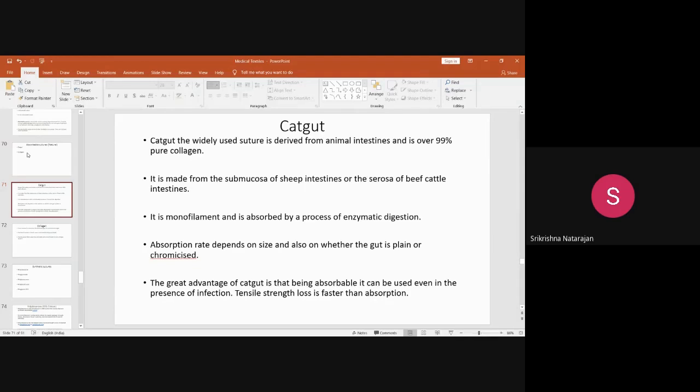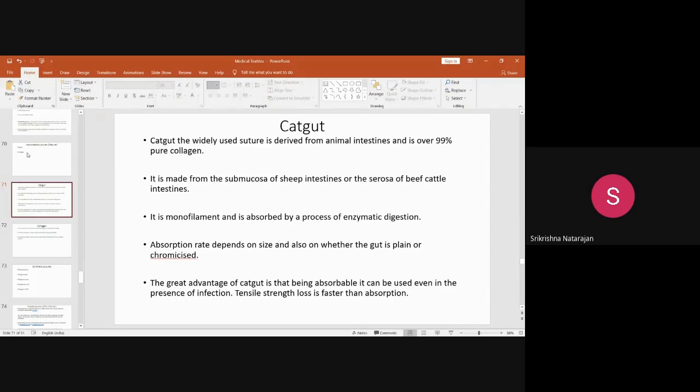So catgut, you know very well how it is derived. It is derived from the gut, that is the lower intestine of the cattle or sheep, and it is a monofilament suture, and it is absorbed by the process of enzymatic digestion. And the absorption rate depends upon the size, and also whether the gut is plain or chromicized, that is, whether you have treated the gut with the chrome salt solution. So depending upon that, the absorption rate is decided.